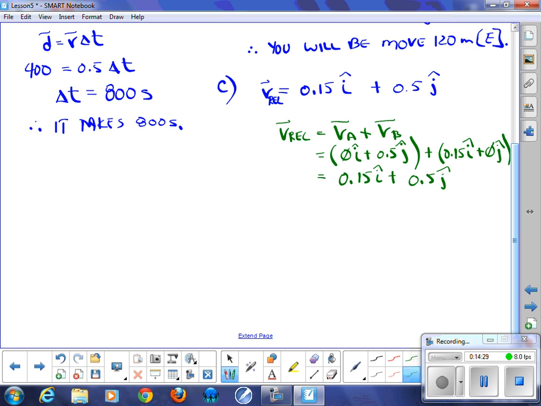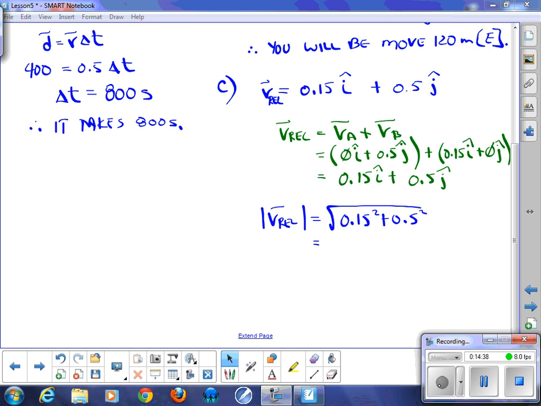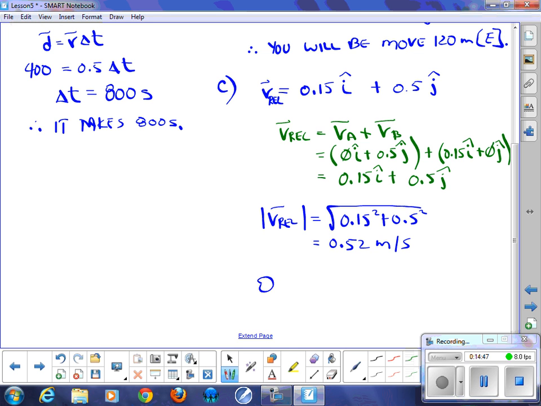So now to find my relative velocity, magnitude of relative velocity, we just use our magnitude formula and we get 0.52 meters per second. And then to find the angle, theta equals, and I'll finish this up in the next video and get through the examples. I just don't want to rush through here, so it gives you a clean break.